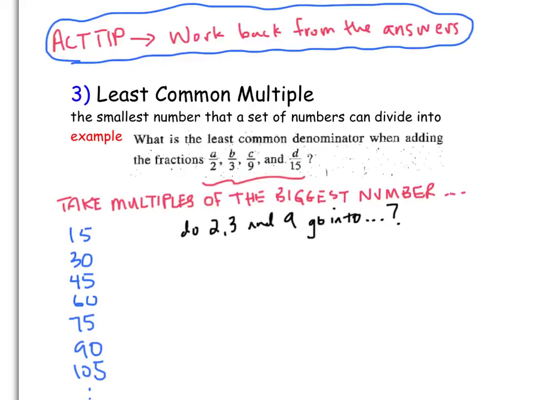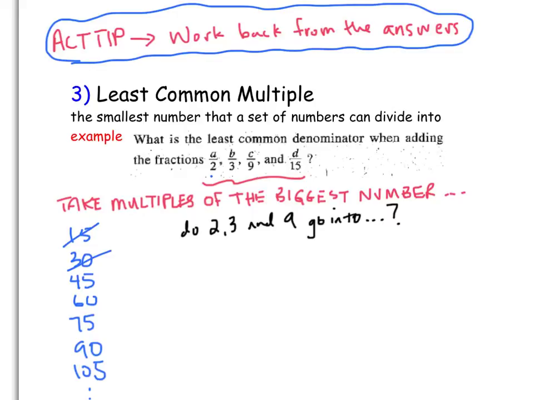I always start with the biggest number, because if the biggest one can't go in, then it's not the least common multiple. So I look at 15. 2 can't go into 15, so 15's out. Let's start looking at another multiple of 15. I don't even care about the multiples of 2, 3, and 9 because 15's not going to be able to go into those all the time. So I'm going to look at the biggest one. The next thing that 15 goes into is 30. 2 can go in, 3 can go in, 9 cannot, so 30 is not it.